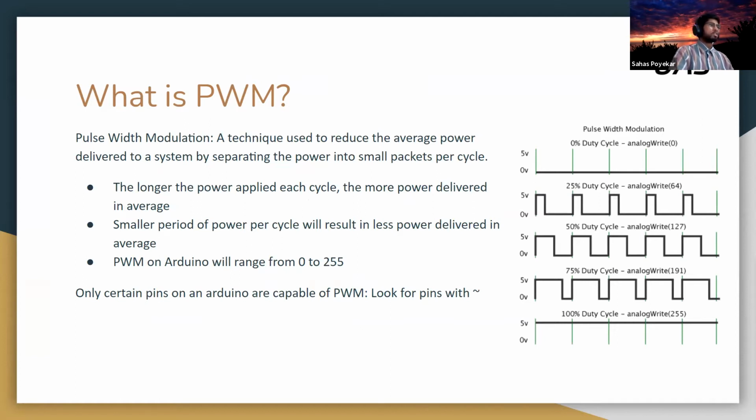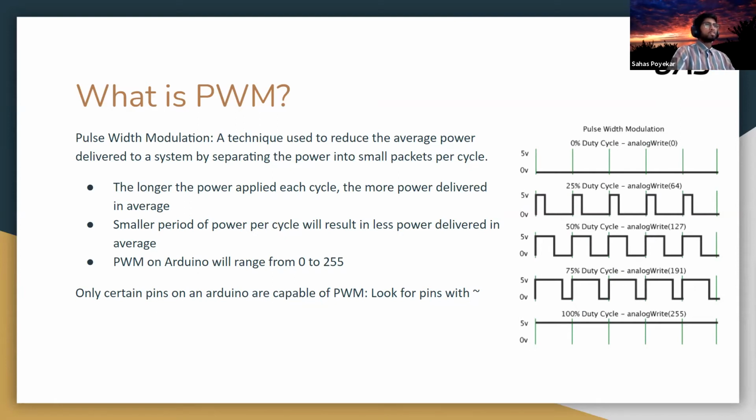It's a technique used in hardware to reduce the average power delivered to a system by separating the amount of time that power is sent to any given electronic device into smaller packets per cycle. You can see in this graphic on the right that if we were to analog write 0, which means we don't want to give any power to our hardware, then the cycles would be set to 0 for each cycle.